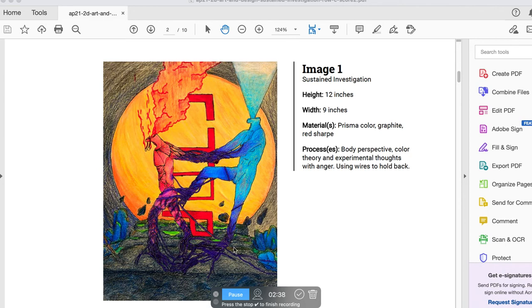So our materials are Prismacolor, graphite, and red Sharpie. Process is body perspective, color theory, and experimental thoughts with anger, using wires to hold back. What I want you to think about as we go through and look at these is, in your head, if you were the one scoring it, are you seeing intentional decisions? How do these materials connect to their idea of losing? Does the process and what they say also show up visually and demonstrate losing? And then you can see if you agree.